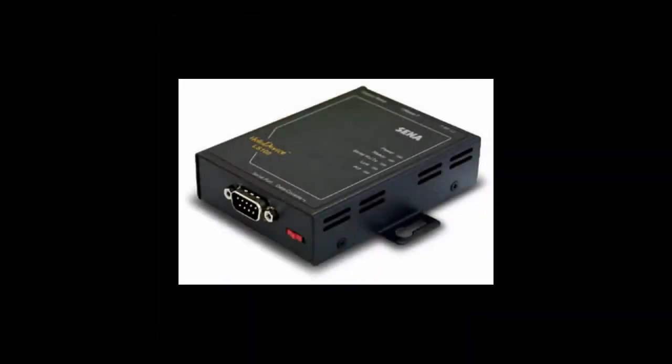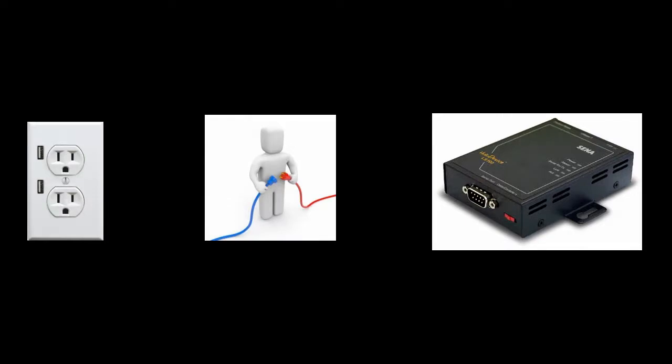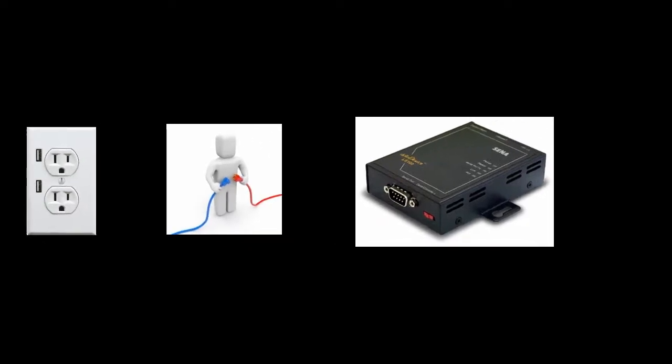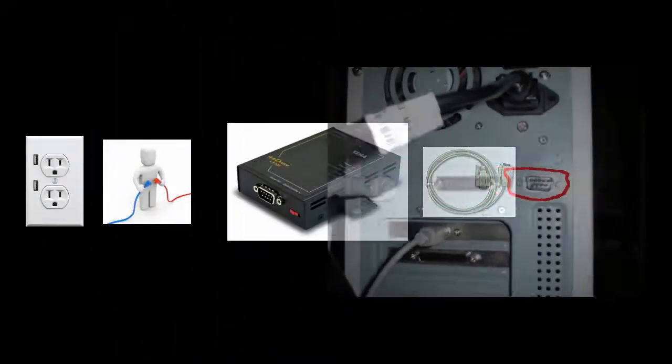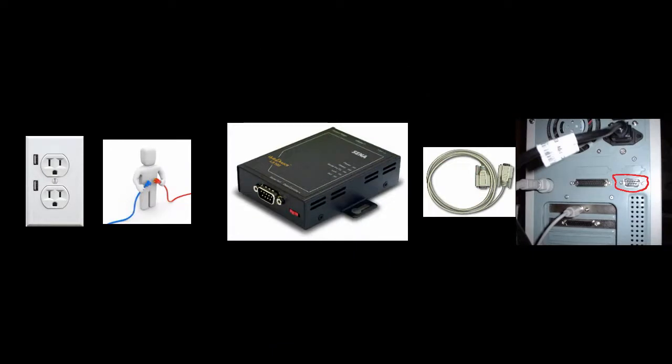Before we start communicating with the Sena LS100 gateway, we need to make sure that it is plugged into a power source and connected to your computer using a serial cable. Just to be clear, you should not be connecting an Ethernet cable to anything at this time. The serial plug looks very similar to a VGA monitor plug.